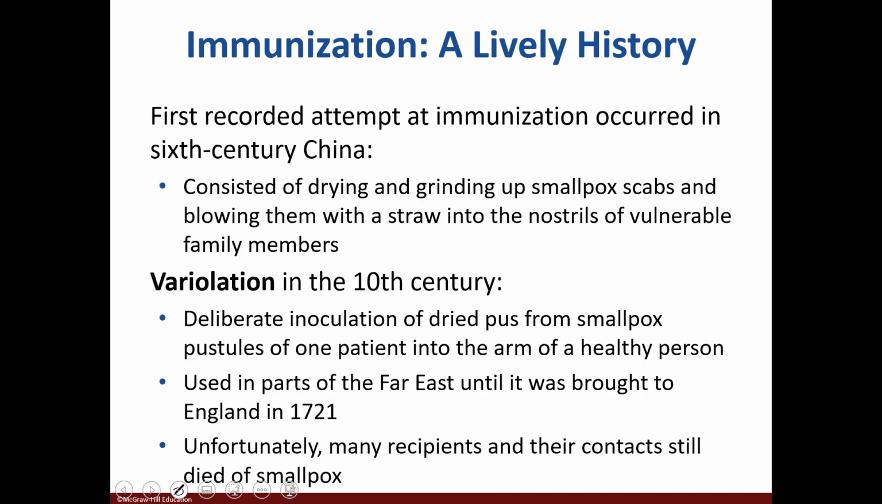The first attempt at vaccination took place in 6th century China. They would dry up smallpox scabs and blow the powder into the nose of vulnerable individuals. In the 10th century, dried pus from smallpox lesions was inoculated into healthy individuals. Unfortunately, people still died.